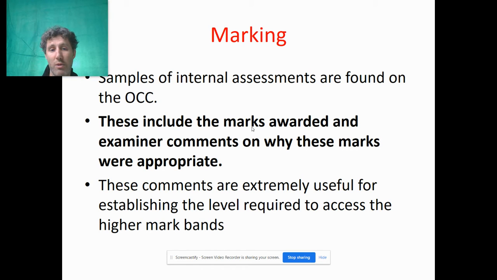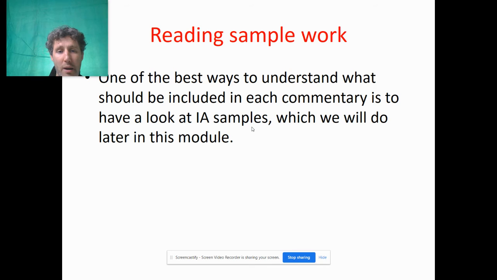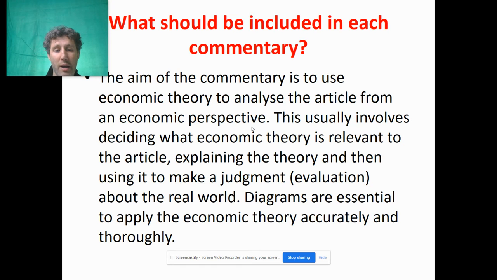So how this works as well, we can look at some samples from the OCC. The OCC is where the IB keeps some exemplar work. We'll look at some of those, and we'll do some marking of those commentaries. We'll look at some examiner comments as well. One of the best ways to understand what should be included in each commentary is to look at sample IAs, which we will do in a while, right?